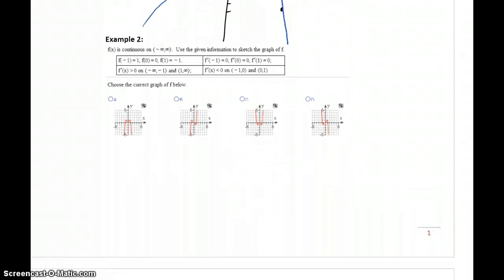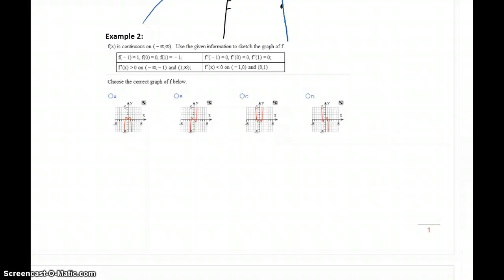We want to do essentially the same thing in example 2. The information is just being presented in a slightly different format. Rather than being given a sign chart, we're given information about intervals where our derivative is greater than 0, less than 0, and values where the derivative is equal to 0. So again, in this first cell, we're given some specific function values. At -1, our function value should be 1. At 0, our function value is 0. And at +1, our function value is -1.